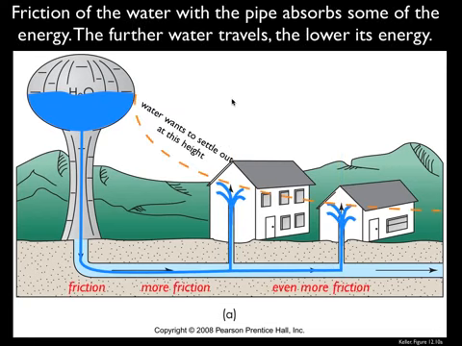In real life, it doesn't quite happen like that because our pipes actually have a fair amount of friction in them. And that friction with the water pipe is going to absorb a little bit of the energy. So that means the further the water travels, the lower its energy will be. And you can see that here, that in this distant house, there's been a lot of friction as the water has traveled through all these pipes. And the water does not rise up to the level of the water tower. It rises up to a much lower level.